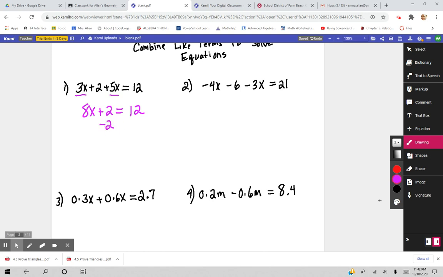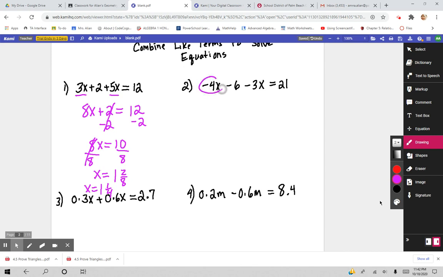So subtract 2 from both sides. We'll have 8x equals 10. Divide both sides by 8. And x, 8 goes into 10, I'm sorry, 1 time. And we take 8 from the top, you're still left with 2 over 8, but this can be reduced, so x equals 1 and 1/4. All right, let's go to the next one.